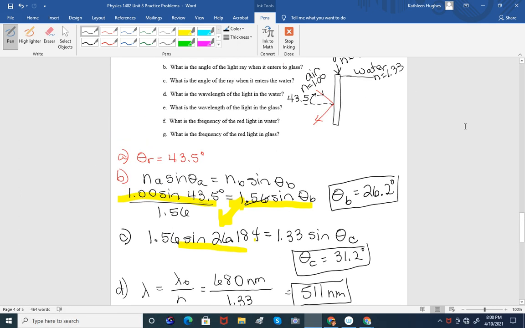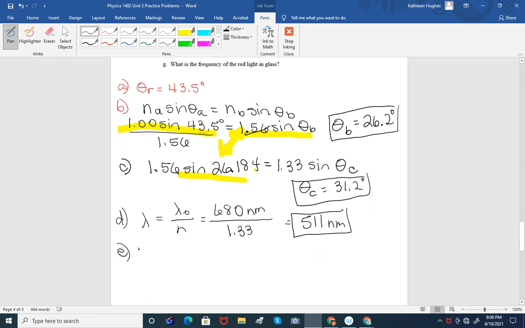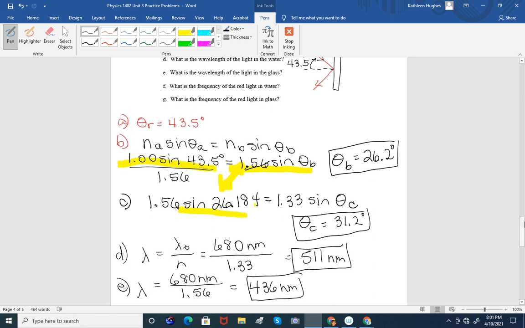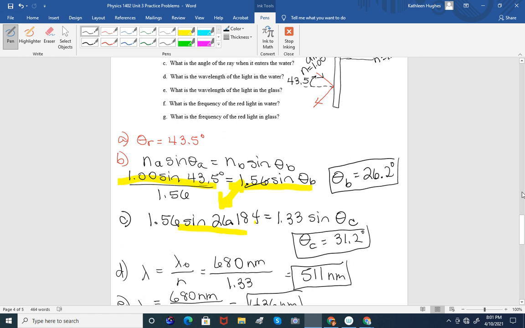All right, E says, what is the wavelength of the light in the glass? Well, that's the same problem, just a different index. 680 nanometers in a vacuum or in air divided by 1.56. And that comes out to be about 436 nanometers. Just want to make sure we remember that wavelength changes, frequency does not. Which brings us to questions F and G. What is the frequency of the red light in water? What is the frequency of the red light in the glass?